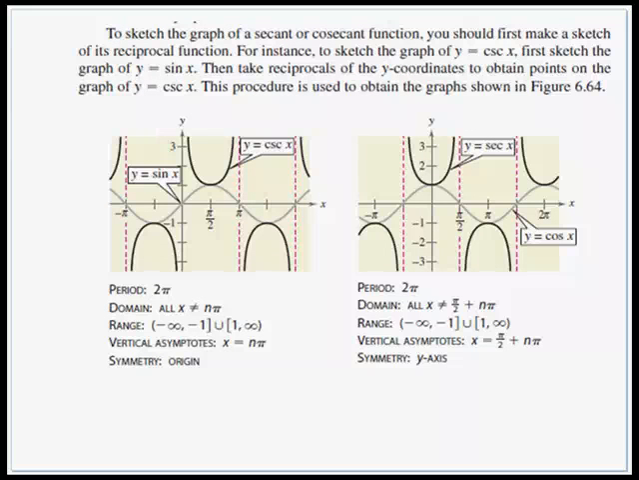Here's the important stuff. To sketch the graph of secant or cosecant, you should first make a sketch of its reciprocal. For instance, to sketch the graph of y equals cosecant x, first sketch the graph of its reciprocal, sine x. Then take the reciprocals of the y coordinates to obtain points on the graph of cosecant x.